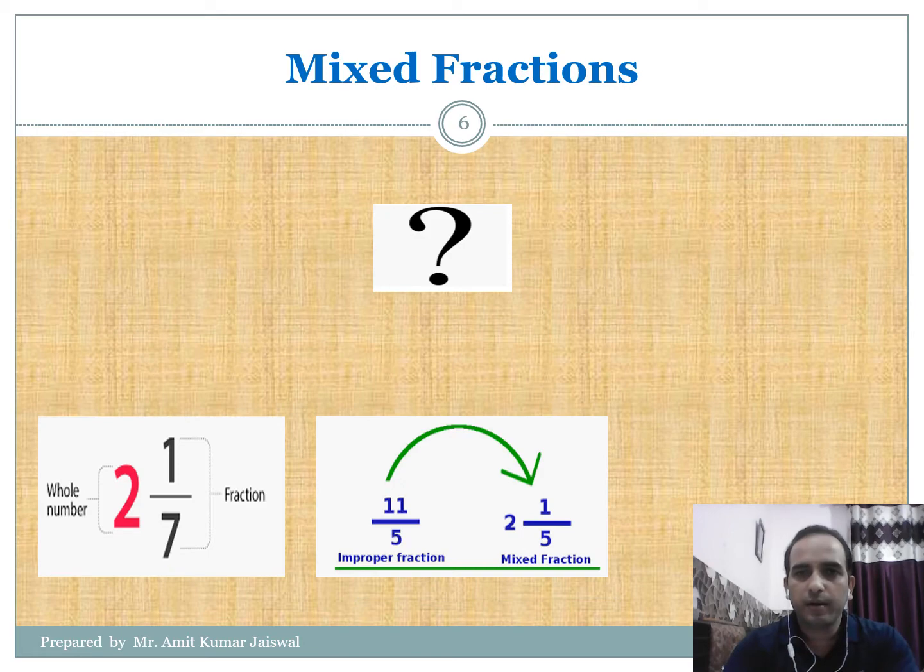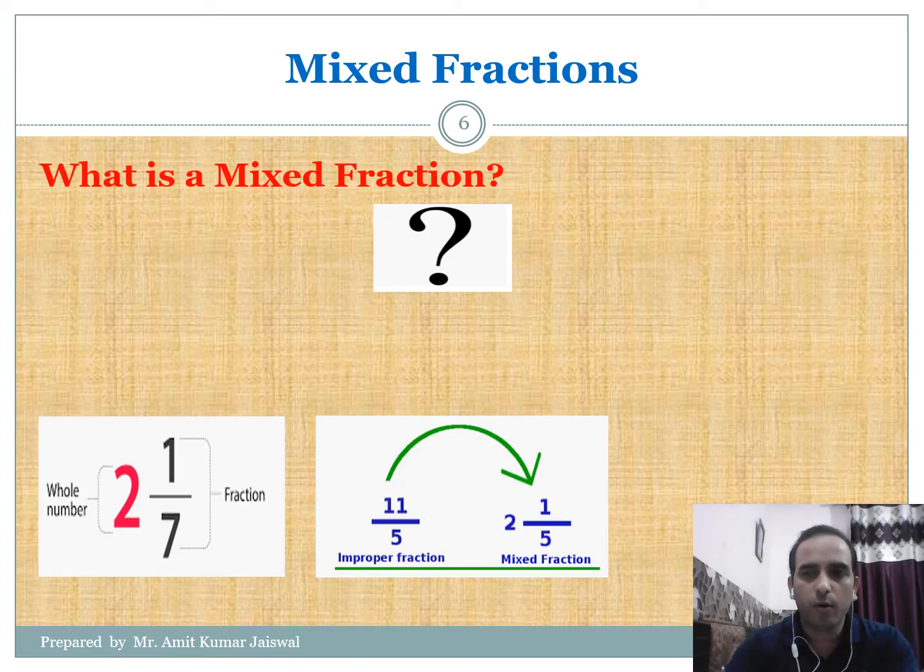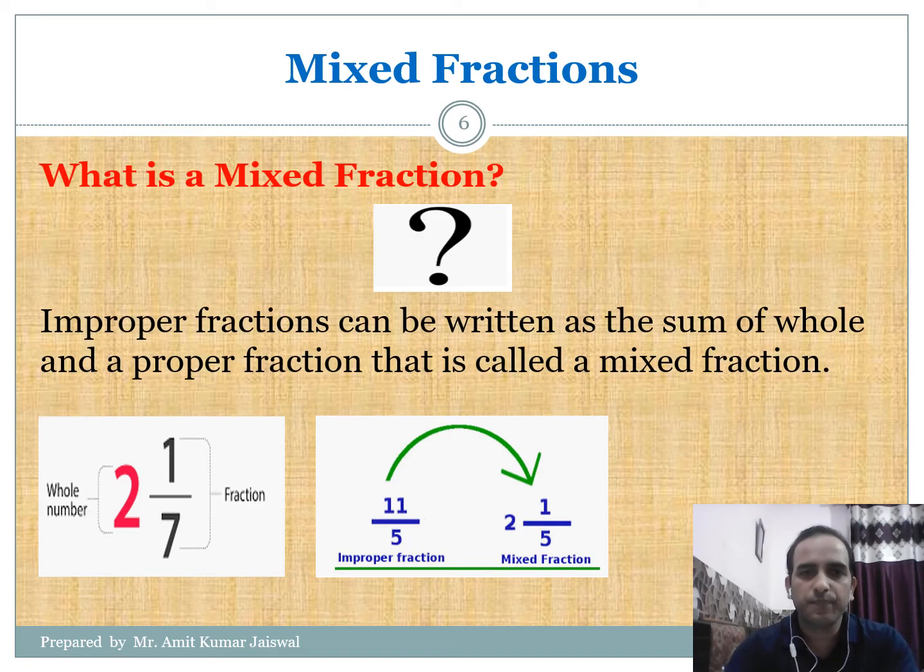Next we have mixed fraction. How can we define a mixed fraction? Improper fractions can be written as the sum of whole and a proper fraction, that is called a mixed fraction. So here the example is 2 1 by 7. 2 is the whole and 1 by 7 is a share or part of a whole.